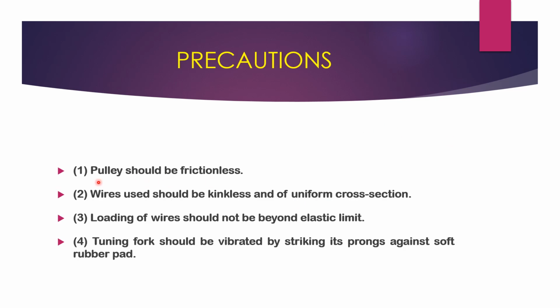Precautions. Number 1, pulley should be frictionless. Number 2, wires used should be kinkless and of uniform cross section. Number 3, loading of wires should not be beyond elastic limit. Number 4, tuning fork should be vibrated by striking its prongs against a soft rubber pad.